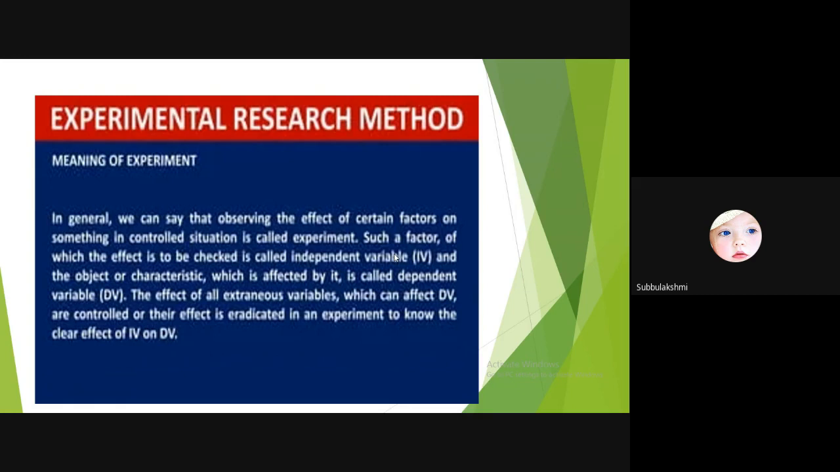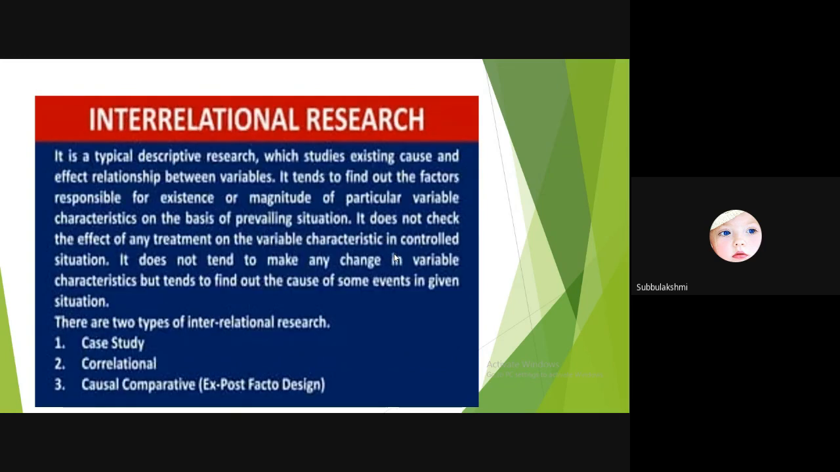Next is experimental. Normally people from a science background have to get along with this. It is exclusively for the science people, based on experiments, with the independent variable and all those scientific terms, laboratory related. So this is what the next method is. Next is interrelational.